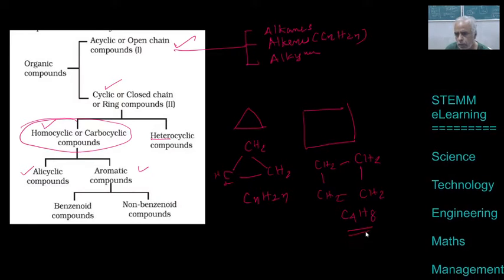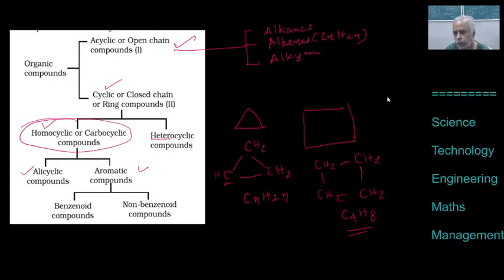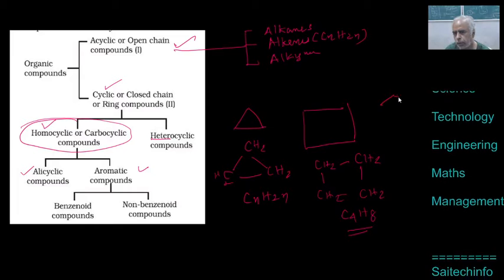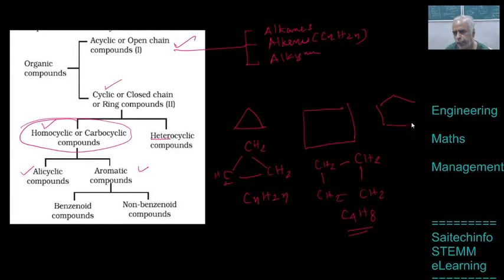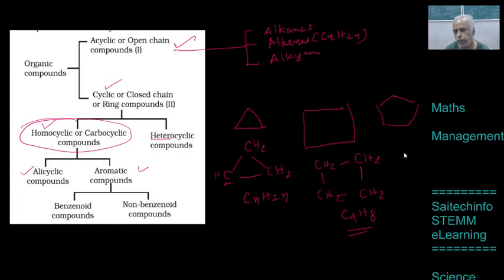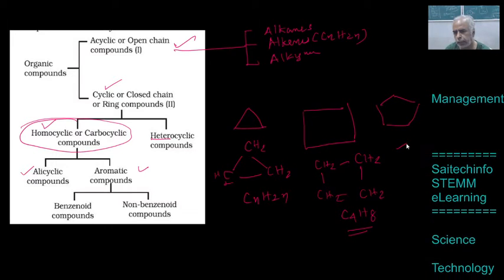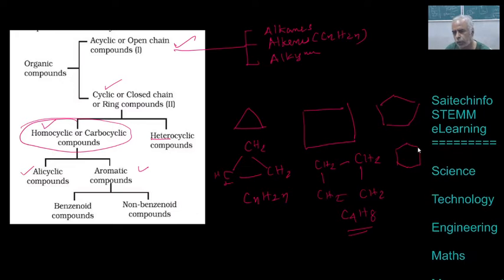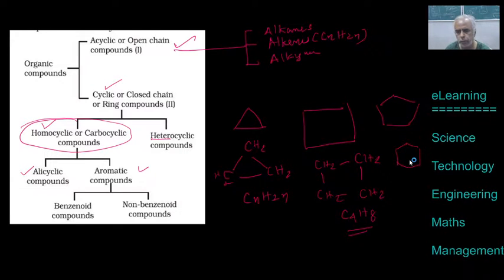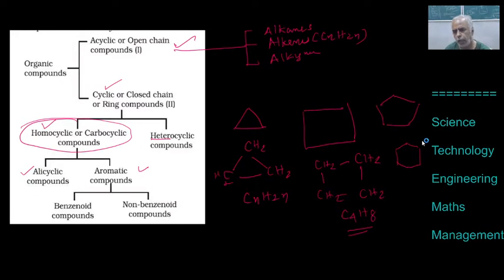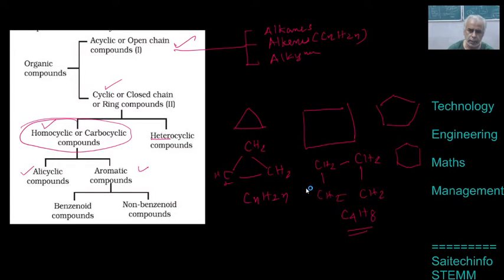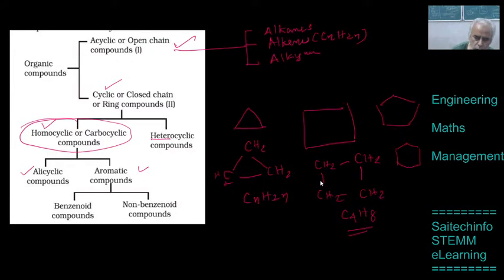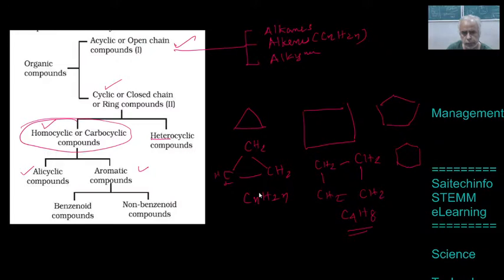So you have C4H8. What about C5H10, which is nothing but cyclopentane like this, 5 membered. And what about cyclohexane, that is a hexagon. But truly speaking it has a different structure, like a boat form and chair form. I'll discuss this later. So these are all basically carbon based structures having single bonds only.